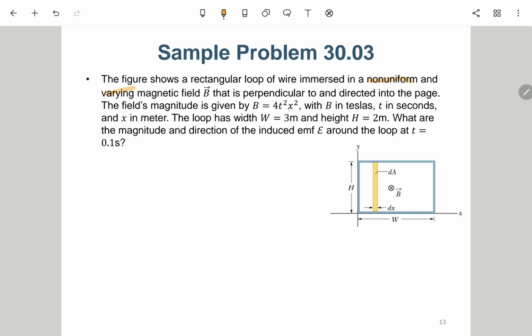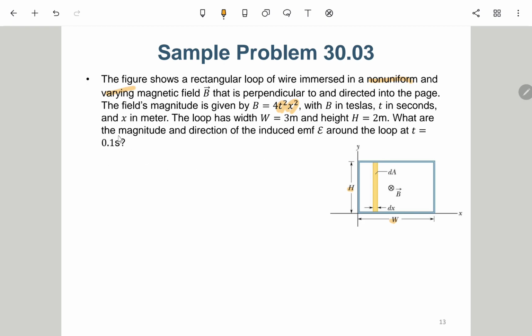It is related to the time and also related to the x-axis, with B in teslas, t in seconds, x in meters. The loop has a width w equals 3 meters, and the height h to be 2 meters. So what are the magnitude and direction of the induced EMF around the loop at t equals 0.1 second?